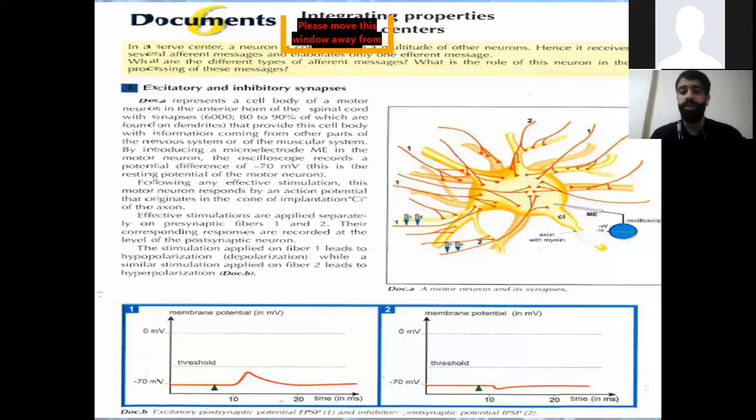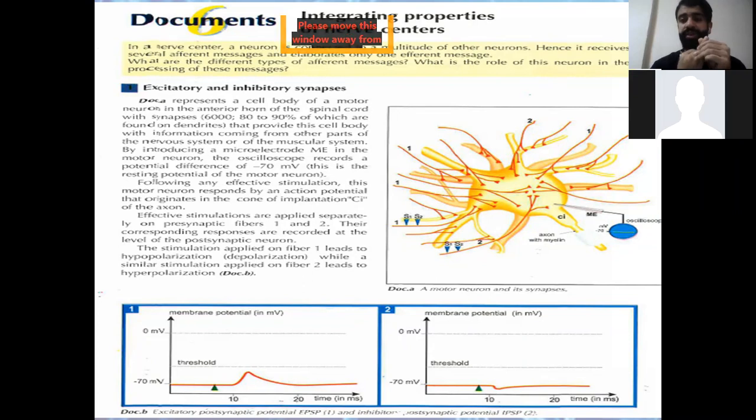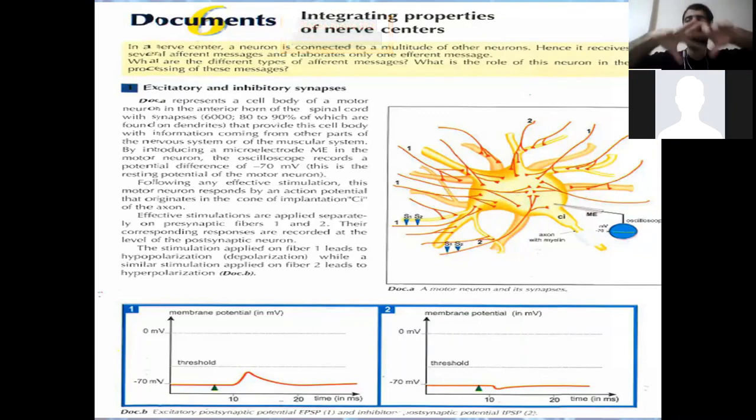Okay, so we have three types of the neurons. Sensory neuron, which is called the afferent neuron. The second one is called the motor neuron, which is called efferent. And the third type is called the interneuron or the associative neuron. It's found mainly in the brain and the spinal cord, and it's like a link between the sensory and the motor. So it's like a link.